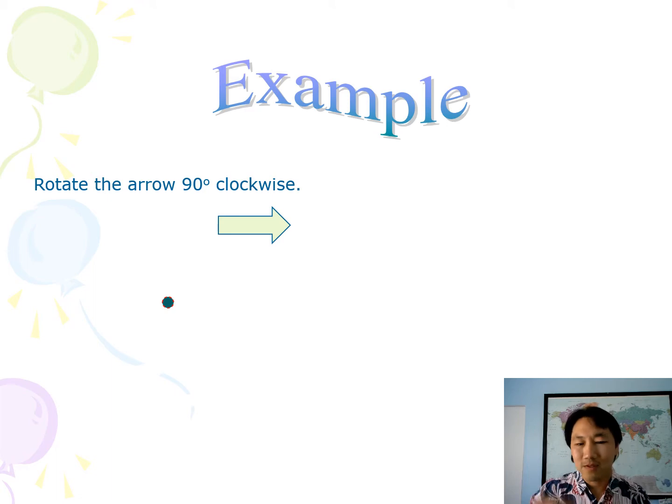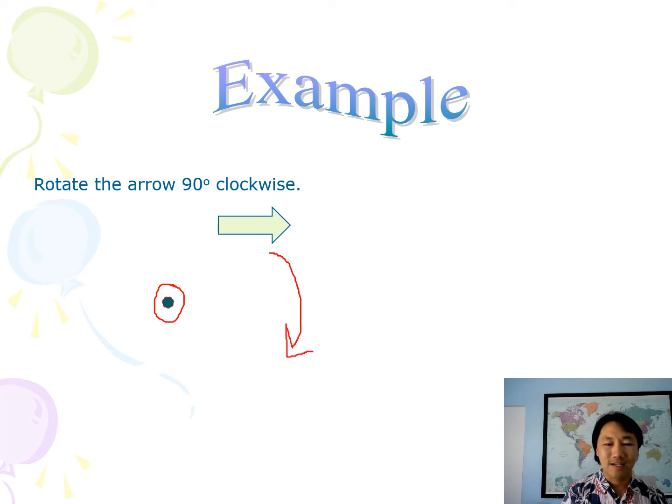Here's an example. We have a little arrow. It's pointing to the right. And then I want you to rotate that arrow 90 degrees clockwise around this point, this pivot point that's right here. Okay, so I want you to go clockwise, so this way, 90 degrees. Where do you think that arrow is going to end up?